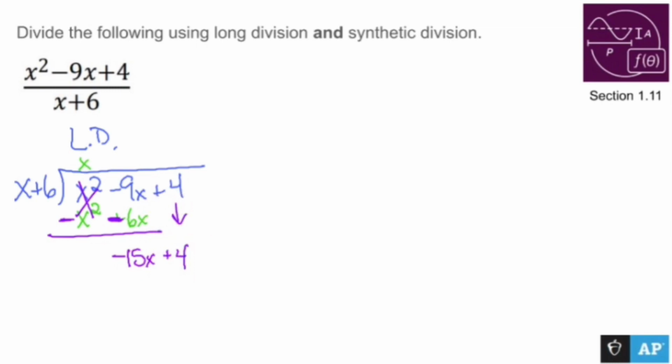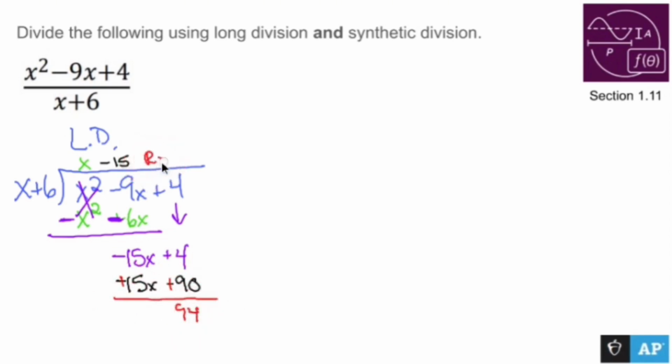Okay, regular x times what gets me negative 15x? X times negative 15 gets me negative 15x. Take that negative 15 and multiply it to everything here. Negative 15 times x is negative 15x. Negative 15 times 6 is negative 90. Subtract this entire row, which means you flip the signs of everything, and this gives me a remainder of 94.